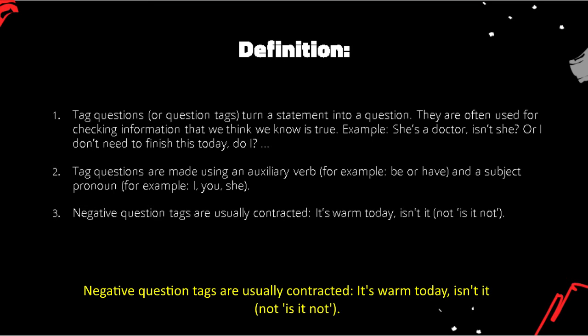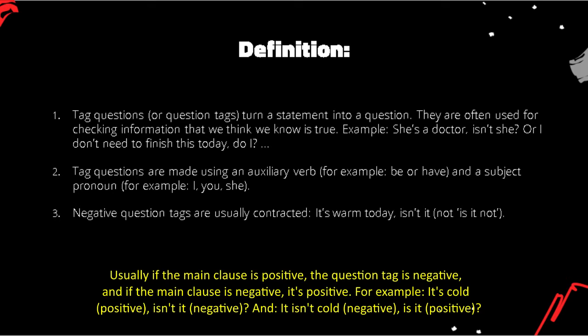Usually, if the main clause is positive, the question tag is negative, and if the main clause is negative, it's positive. For example: It's cold, positive, isn't it, negative. And: It's not cold, negative, is it, positive.